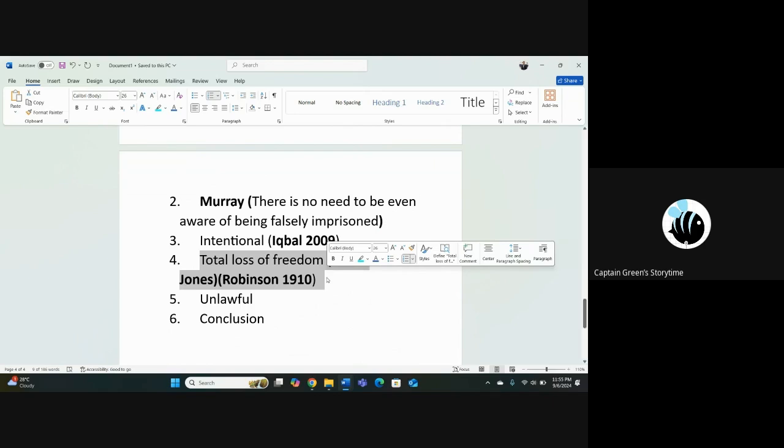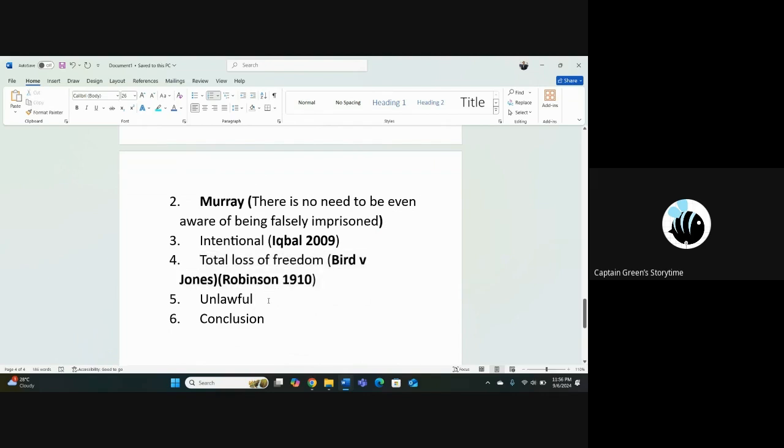Okay, this is the most important element, which is most of the time focused on by the examiner. This is the most important element, and all of the main problem lies in this element. You should look at the facts, whether the person has a chance to get out of this imprisonment or not. If he has a chance, then there is no false imprisonment, just because there is no total loss of freedom. Then use the cases of Bird, Jones, and Robinson.